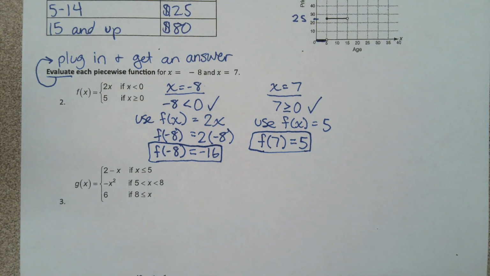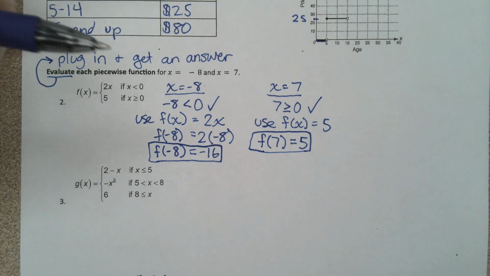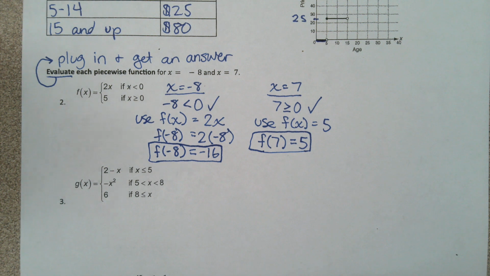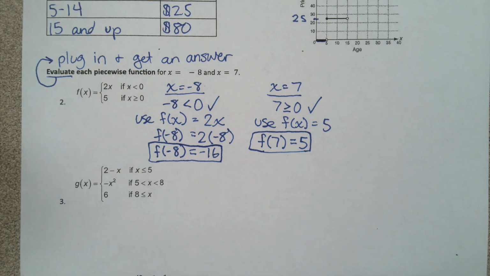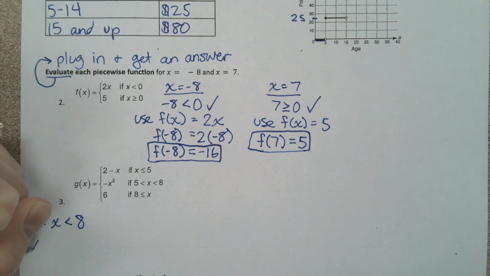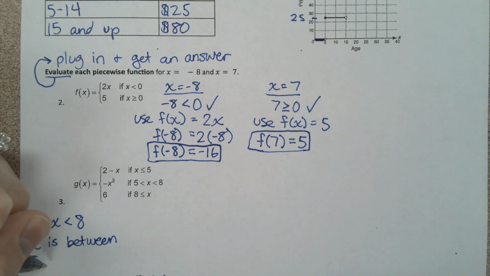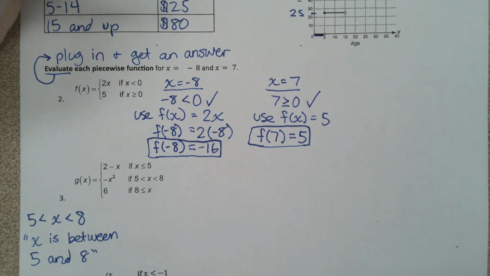Number 3, g of x equals 2 minus x if x is less than or equal to 5. G of x equals negative x squared if, I'm going to read this exactly as it goes, and then I'm going to show you another way to read it. If 5 is less than x and x is less than 8. Another way to say this that makes a lot more sense: x is between 5 and 8. X is just between those two numbers.